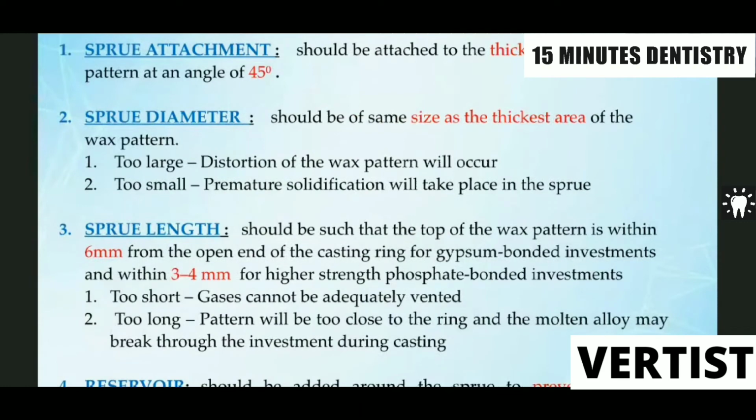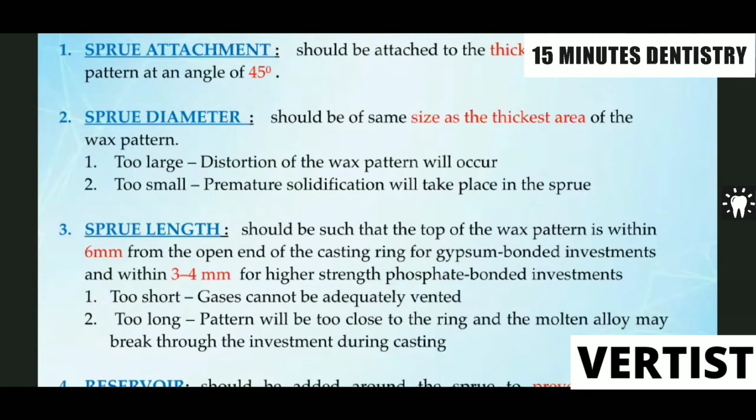What are the important factors of the sprue which one should consider? One is the sprue attachment. It should be attached to the thickest part of the wax pattern and at an angle of 45 degrees. A sprue diameter should be of the same size or as thick as the wax pattern.